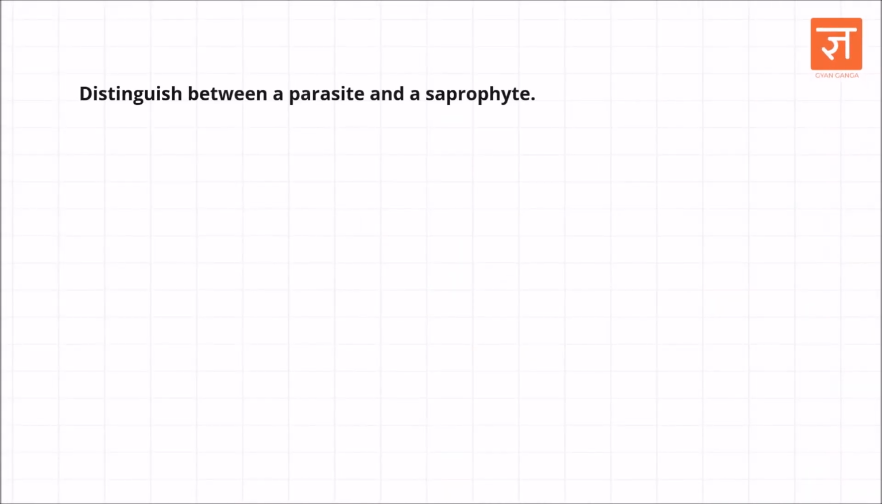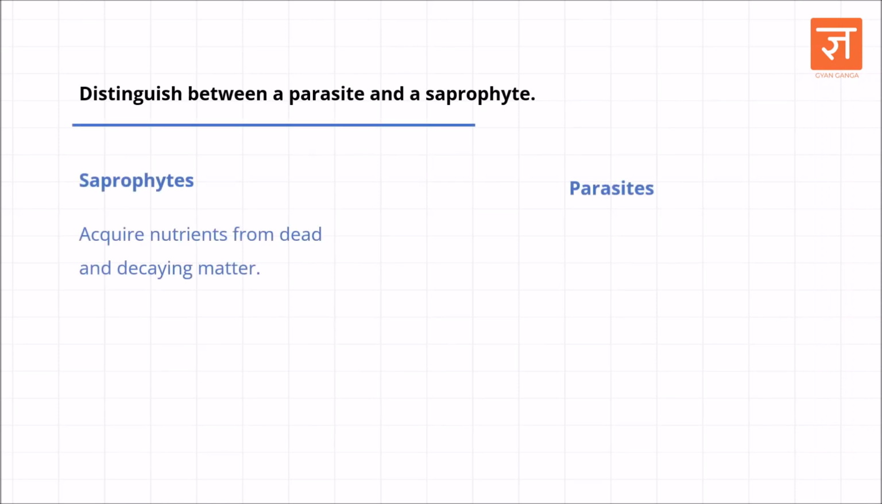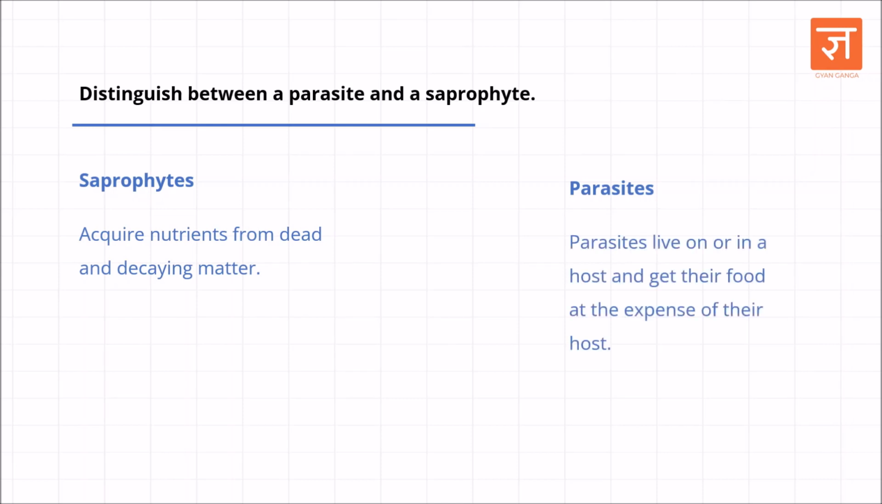So now let us distinguish between parasites and saprophytes. Saprophytes acquire nutrition from dead and decaying matter. Parasites live on or in a host to get their food at the expense of the host. Example of saprophyte: fungi. Example of parasite: roundworm.